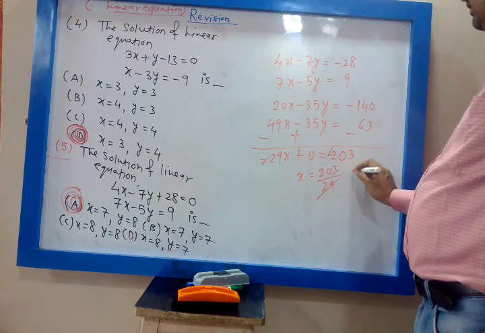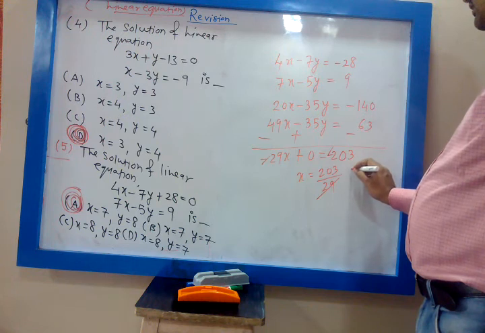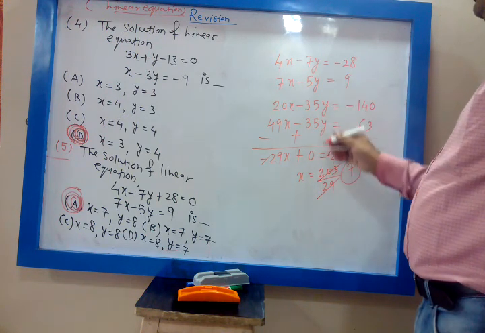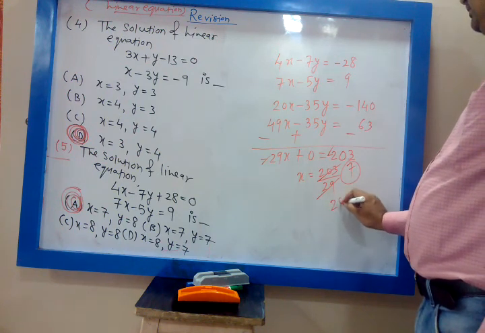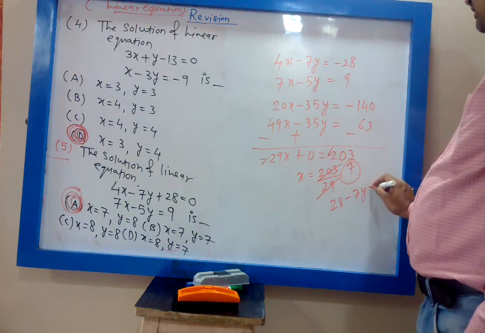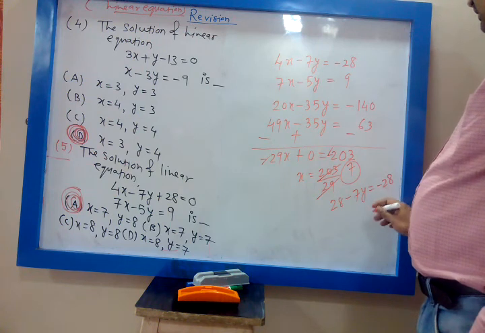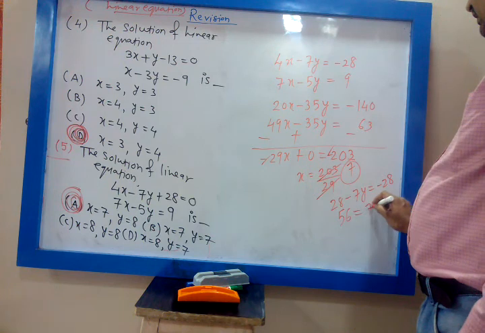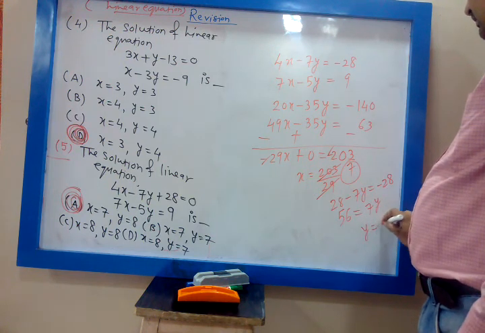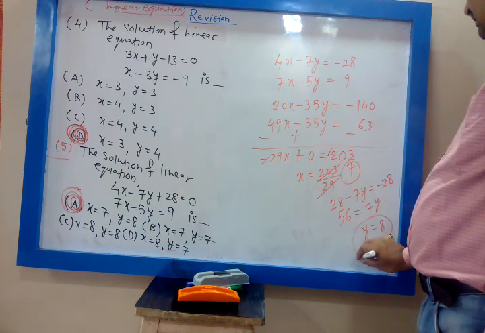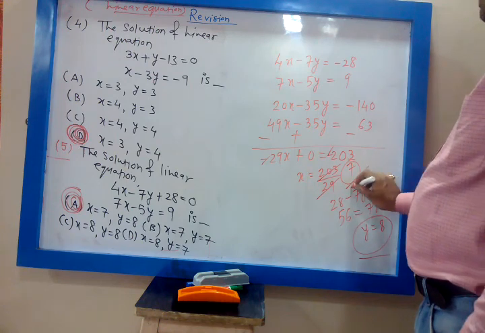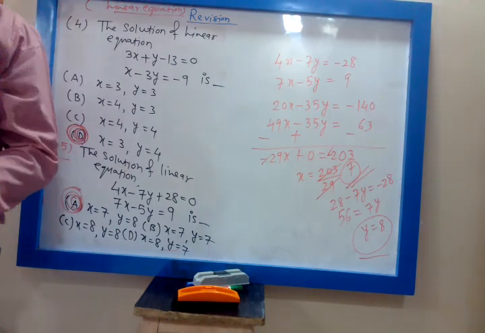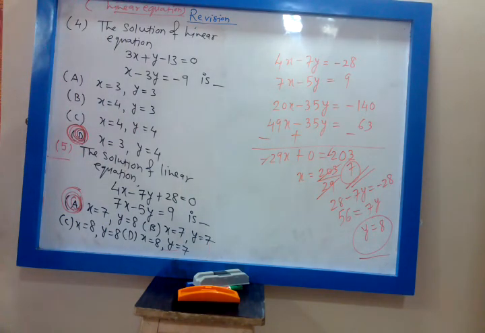29 sevens are 203. So x is 7. So 28 minus 7y is equal to minus 28. Take minus 28 to that side: 56 is equal to 7y. Y is equal to 56 by 7, which is 8. So the answer is x is 7, y is 8. Which option? Option number A.